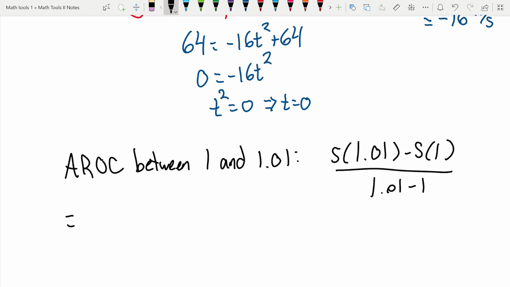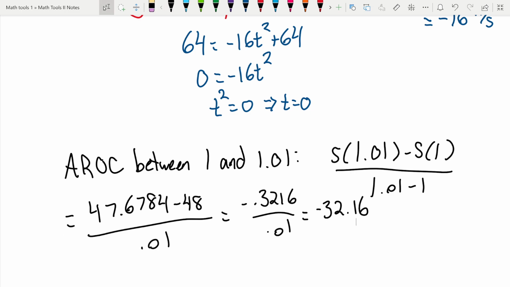So let's go ahead. I'll put this in the calculator. Okay. So this is what we end up with here. So we end up with negative 32.16 feet per second. So maybe you can keep plugging in numbers that are closer and closer to 1, and you can kind of see where this function is going. In other words, you can look at what the limit of this would be. So how exactly do we write that limit?